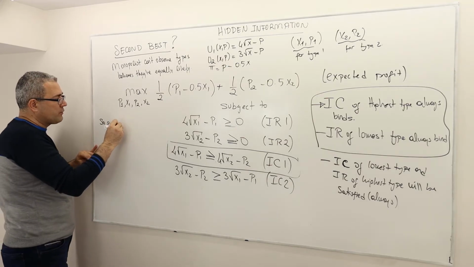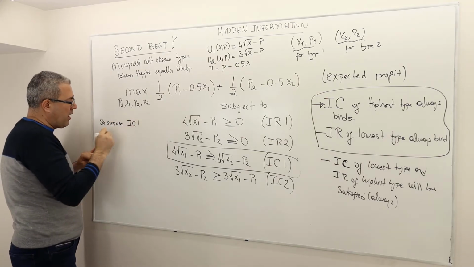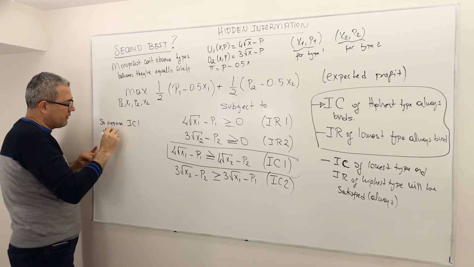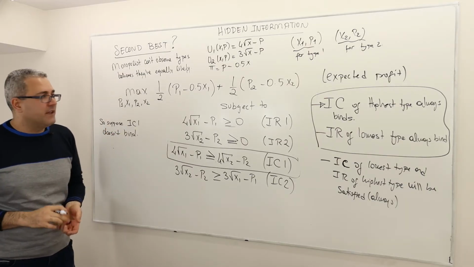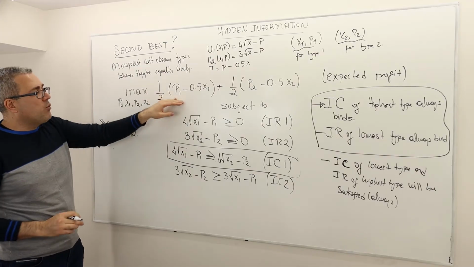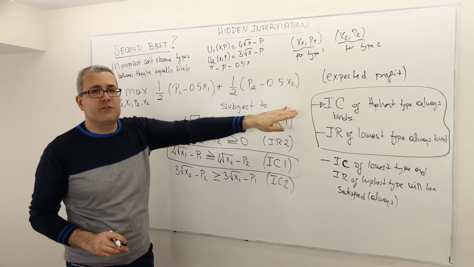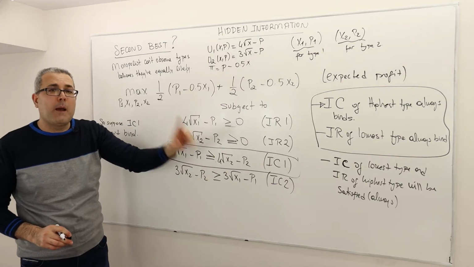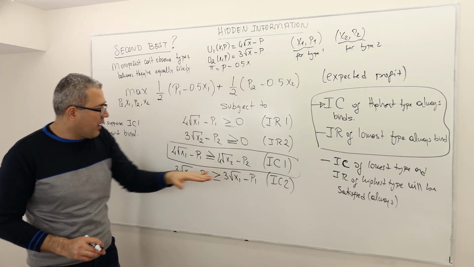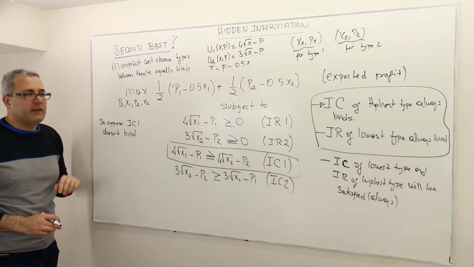So suppose IC1 doesn't bind. What does that mean? That means suppose p1, x1, p2, x2 solves this optimization problem, but the IC1 constraint doesn't bind.